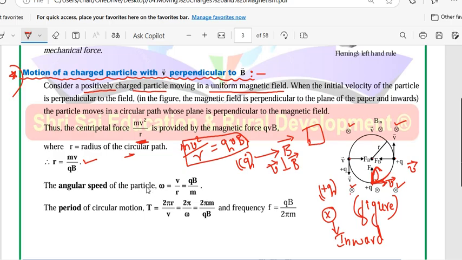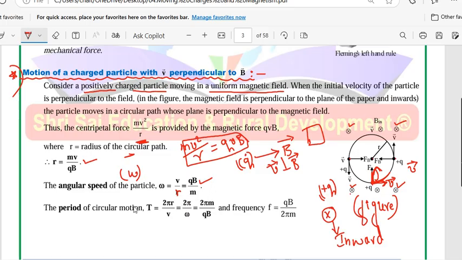Okay. They have derived r from this equation. Now, the angular speed is denoted by omega. Omega is equal to velocity per unit radius, I mean, v by r. So if you substitute the r value in this equation, we will get qB divided by m.